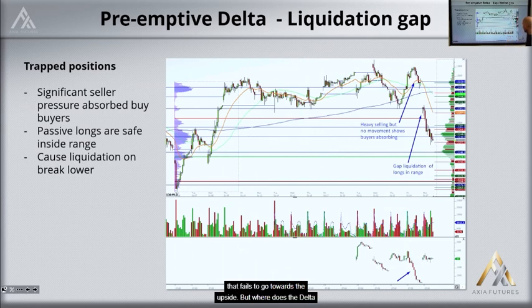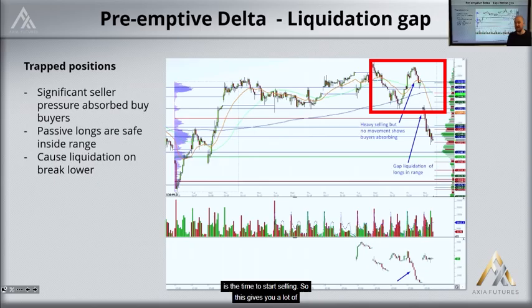But where does the delta drop? The delta drops from here. So all throughout that bit of the move, delta is falling heavily. Sellers are taking control here. Now, that doesn't necessarily lead to anything, but what it's showing you is sellers have now concluded this is the time to start selling. So this gives you a lot of information.